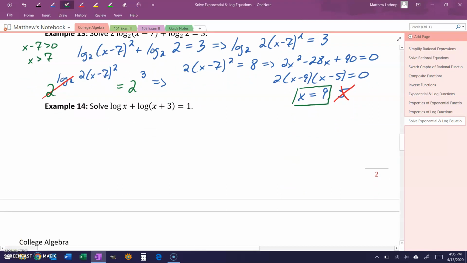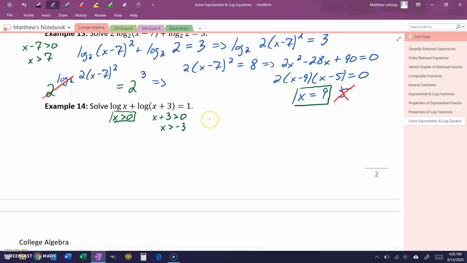Our approach to example 14 will be similar, but now we have two different log expressions that we need to look at for the domain. X has to be greater than 0, and x plus 3 has to be greater than 0, meaning x has to be greater than negative 3. So if we take x greater than 0 as our domain restriction, that already encompasses the fact that x has to be larger than negative 3. So we just need to make sure we compare any results back to that statement.